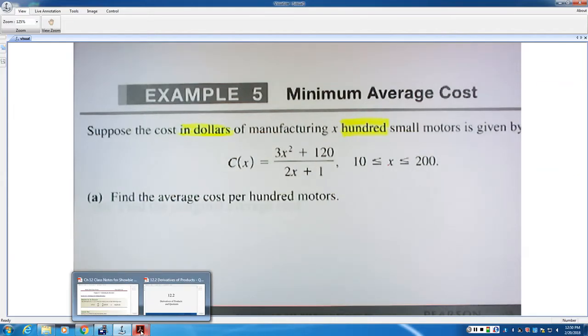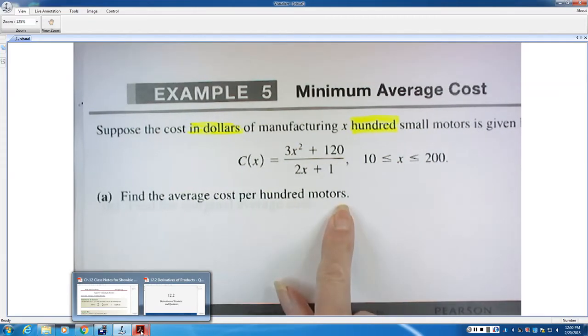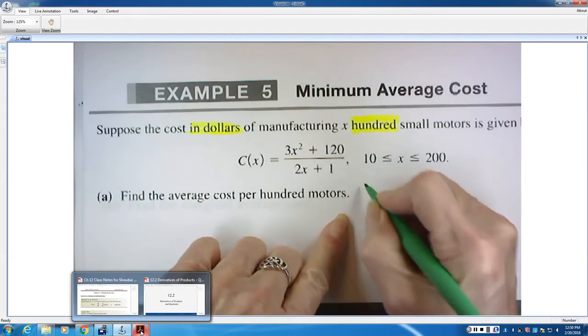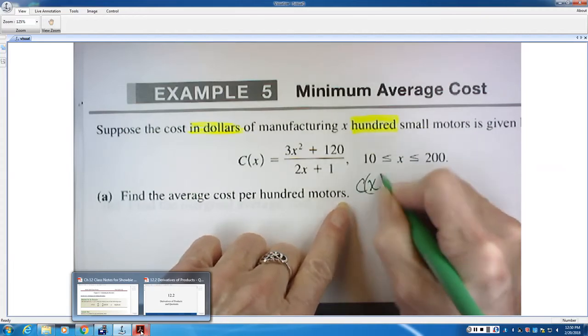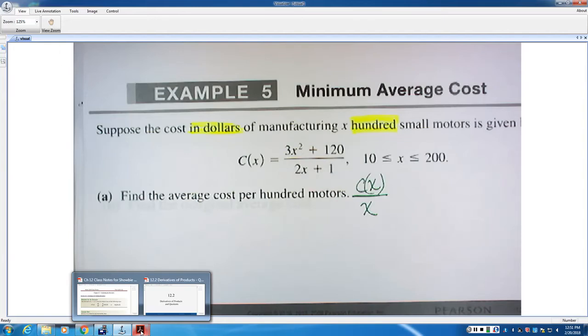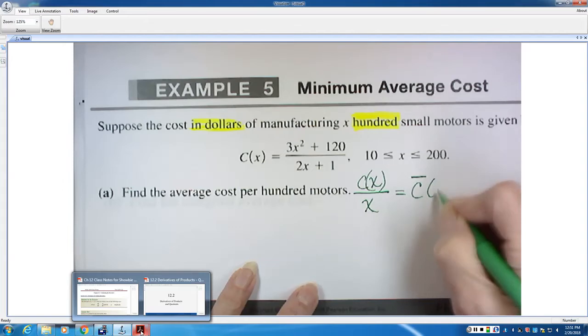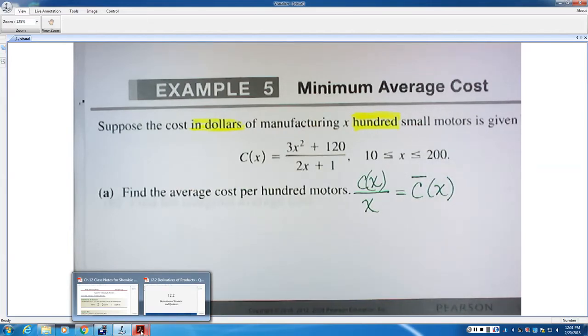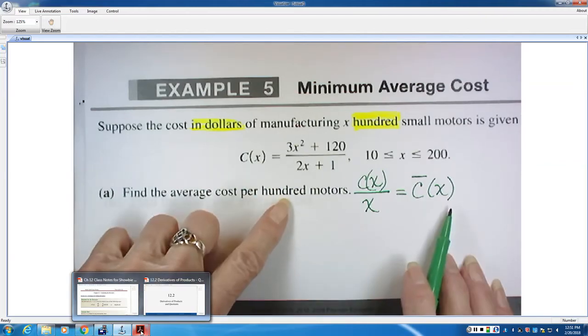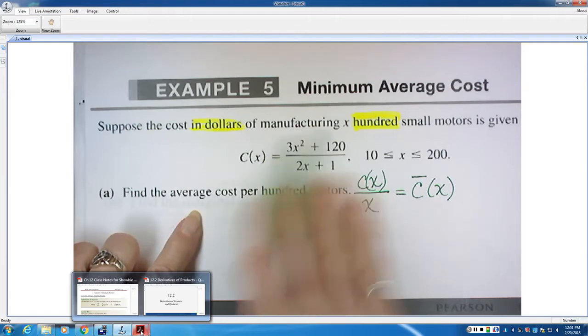The first thing that we need to talk about is, what about this stuff about average cost? It says find the average cost per 100 motors. That means that you're going to take your cost function, C of X, and you're going to divide it by the number of motors that you're going to make. So your average cost per motor is C bar of X. That's the way you say that, C bar of X, or the average cost of X motors. And that's a cost per 100 motors.